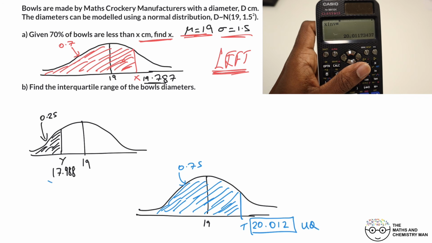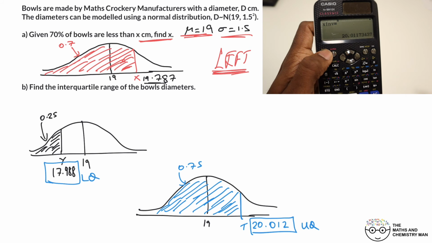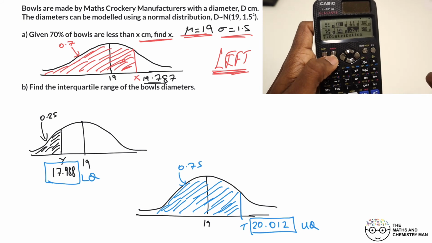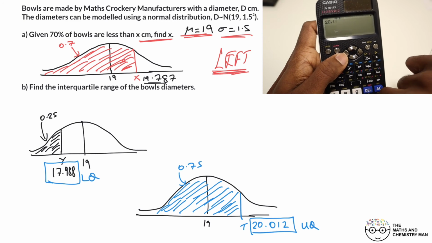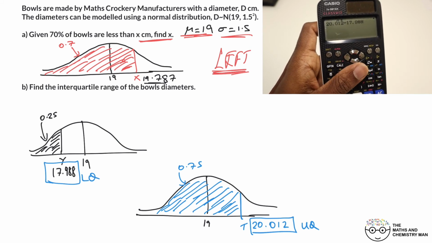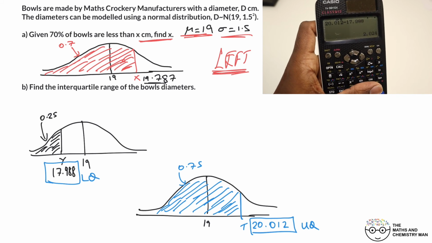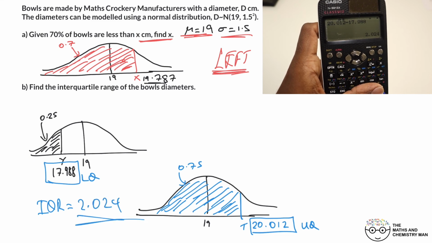So that's our upper quartile, and this here was our lower quartile. And so to find our interquartile range, what do we need to do? We need to do a little bit of subtraction. Take away your lower quartile from your upper quartile. So that's going to be 20.012 subtract 17.988. If you can, make sure you use the whole values when you're doing this. I'm just going to use the rounded ones for now. And so my interquartile range comes out as 2.024. And there it is, all done.